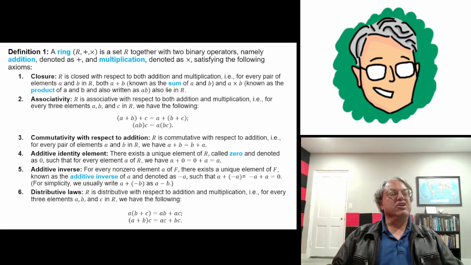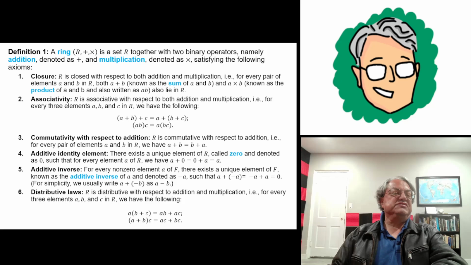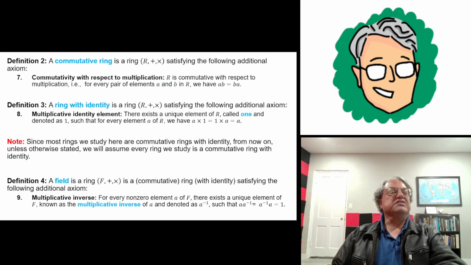And then finally, we have the distributive laws, namely a times the quantity b plus c is equal to ab plus ac, and also the quantity a plus b times c is ac plus bc. If it satisfies all six of these axioms, then it's a ring. I think you are all familiar with the fact that the integers form a ring. Just think of the integers as a generic example of a ring. We already went through that last time. So now I have a few more definitions.